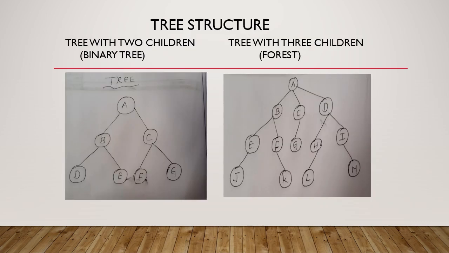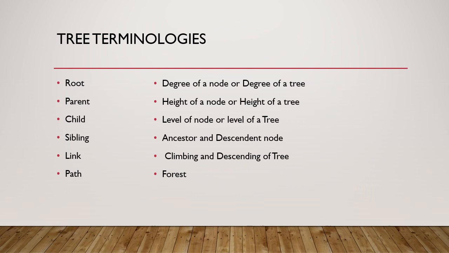Next. This is the tree structure where the tree with 2 children, see, the tree with 2 children we are going to call it a binary tree, and tree with more than 2 children we are going to call it as a forest, because the forest is nothing but the collection of more subtrees. So then we are having three terminologies. So these are the different terminologies of the tree.